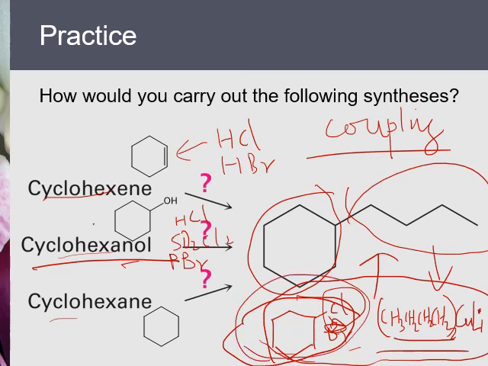Now, to make alkyl halide from alkane, we learned in this chapter that we have to use a radical reaction, a radical halogenation reaction. So you need UV light, you add chlorine. That will give you the alkyl halides.